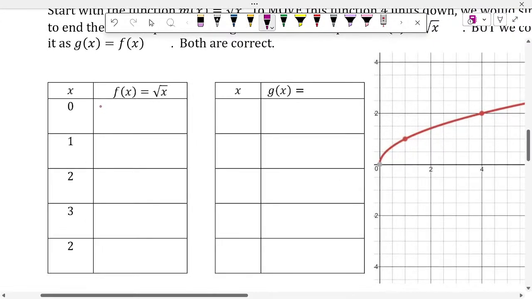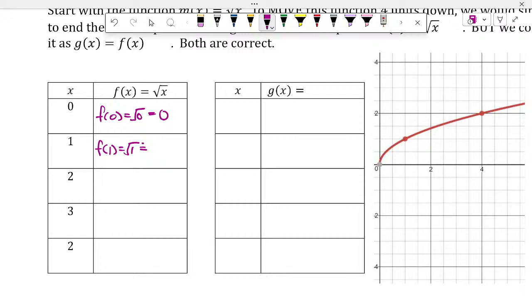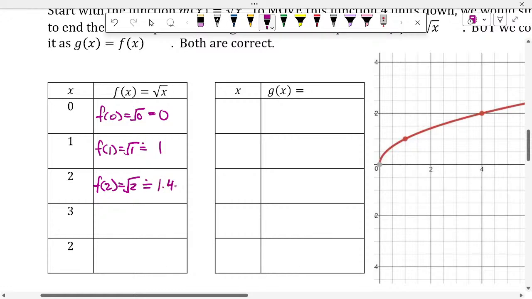What's the square root of 0? F at 0 is the square root of 0, which is just 0. Okay? F at 1 is equal to the square root of 1, which equals approximately what? Can somebody do that in the calculator? This one's easy. What's it equal? 1. Okay. But the next one isn't easy. What's F at 2? I wrote it as 1.41, which equals approximately 1.41, right?